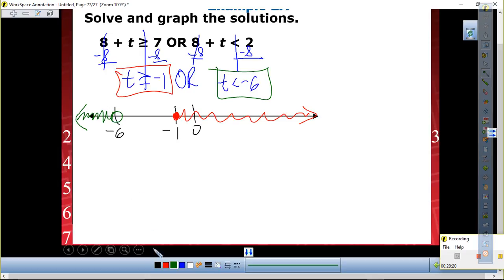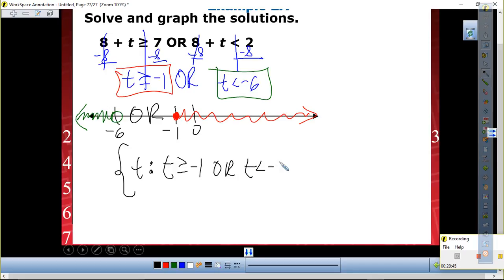What do you guys notice on this one? They don't intersect. That's why these are known as OR, because the solution is these or these. Let me show you the solution set before you leave. Solution set of t such that t is greater than or equal to negative 1, or t is less than negative 6.